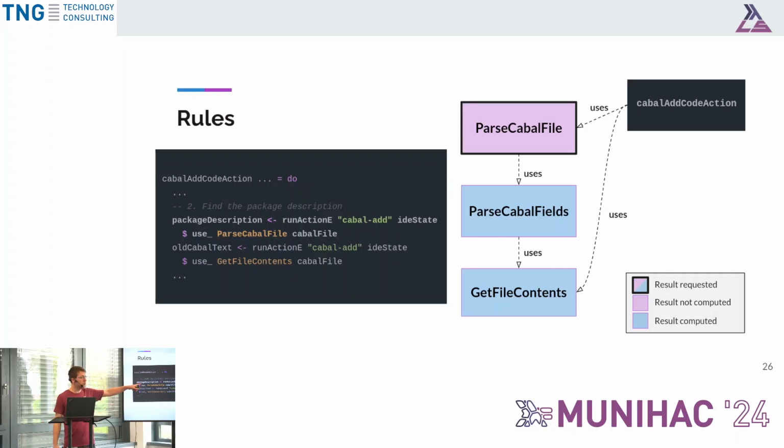So now these two rules, parse cabal fields and get file contents, are up to date. And now, since all dependencies for parse cabal file are up to date, we can also simply compute the result for that. We can parse the cabal file and so on. So nice, perfect. Now we have the result in our hand and we can just work with it.